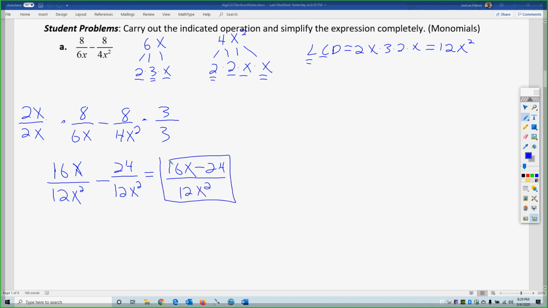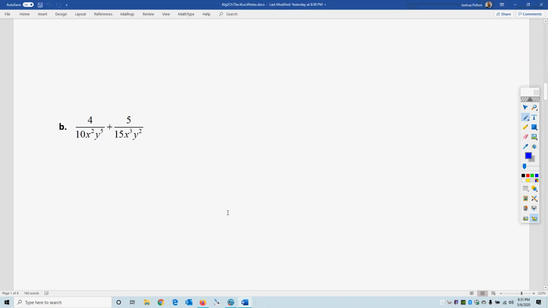Okay. All right. And again, we're not going to bother specifying domain restrictions since it's monomials, because they're always just going to be 0 for x's and y's.